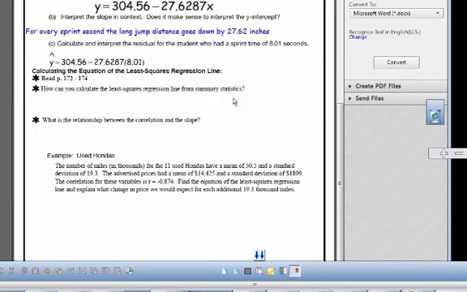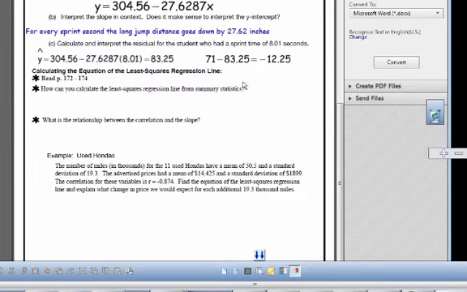If I want to interpret the residual for that student, then I need to take the actual and subtract the predicted. Our actual was 71 at 8.01 seconds. We subtract our predicted, and we get negative 12.25. So what does that mean? Well, that means that we predicted 12.25 higher than the actual.